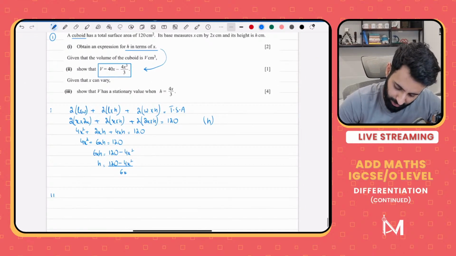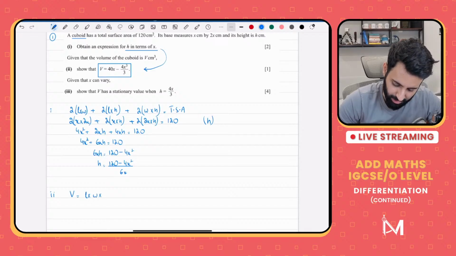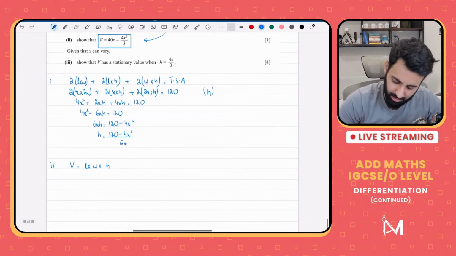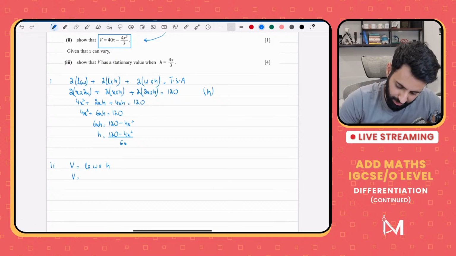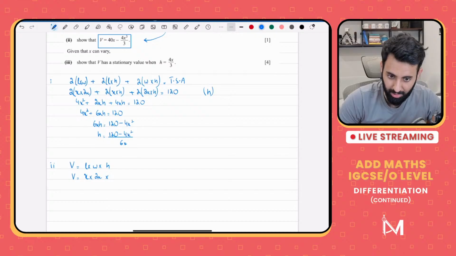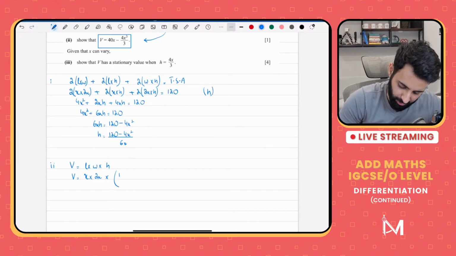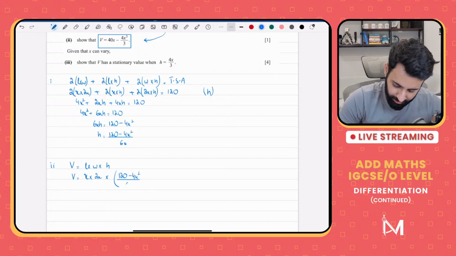Now part 2. Part 2 says show that the volume is equal to 40x minus 4x cubed upon 3. Now what's the volume equal to? Volume is equal to length into width into height. So let's work this out. What's the length? That's x. What's the width? That's 2x. Multiplied by the height. So what's the height equal to? Height is equal to 120 minus 4x square upon 6x.